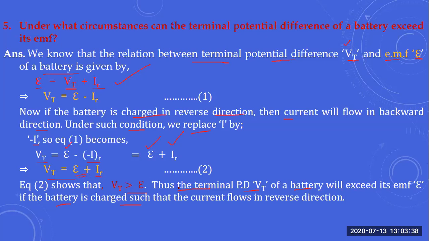So the current is flowing towards the battery. Thus the terminal potential difference Vt of a battery will exceed its EMF if the battery is charged such that the current flows in reverse direction. This is the only condition to understand, where the current passes in reverse direction. That is why it is charged in such a way that the terminals are connected so the current passes in reverse direction. This will be the only condition where the terminal potential will be more.